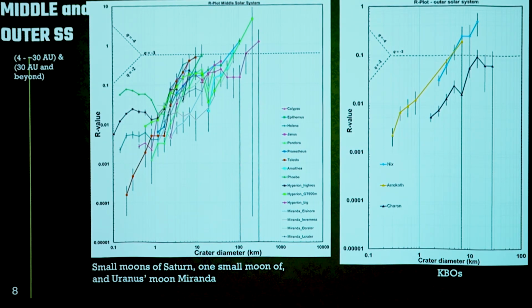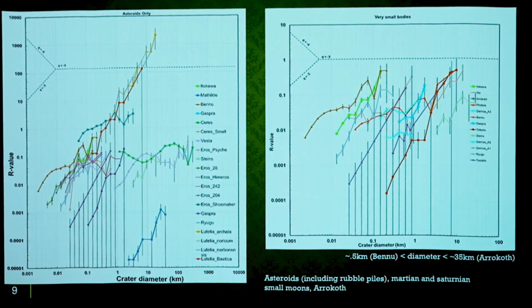And I also wanted to pull middle versus outer to really emphasize the outer solar system here, Nix, Arrokoth, and Charon, which all share this generally shallow slope as we go throughout the solar system. And looking farther, just to see if there are any trends between bodies, I've pulled out asteroids and then very small bodies. So these are the asteroids only, also have that pretty shallow slope trend.